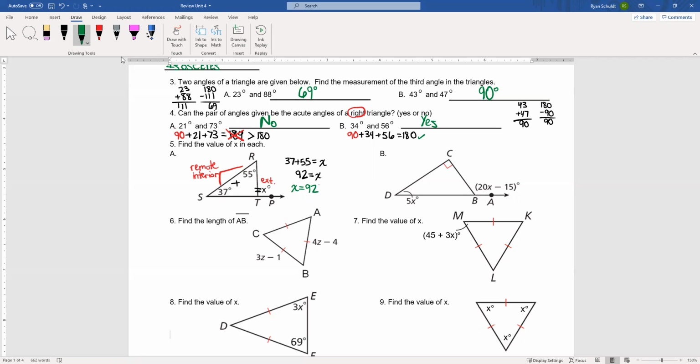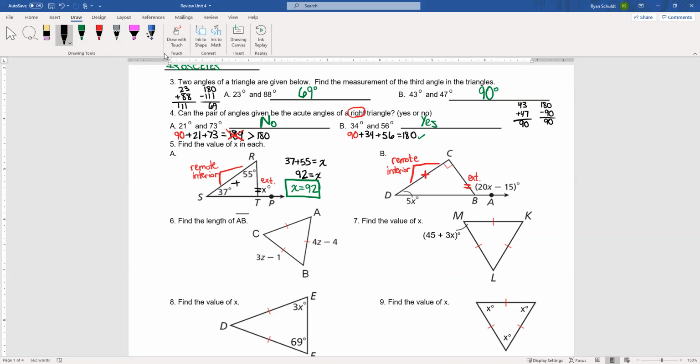X equals 92. That's our answer. Now on to the next one. So these are our remote interior angles. So we'll want to add them. And then we'll want to set them equal to this one, which is our exterior.